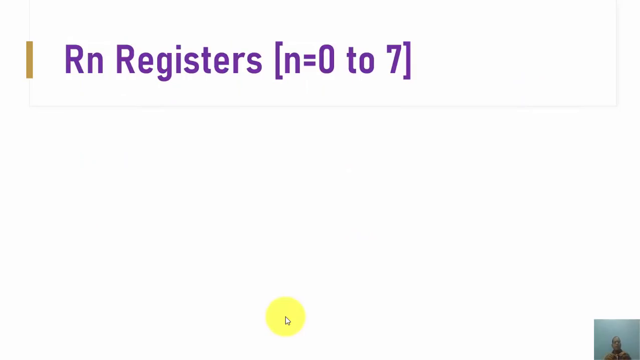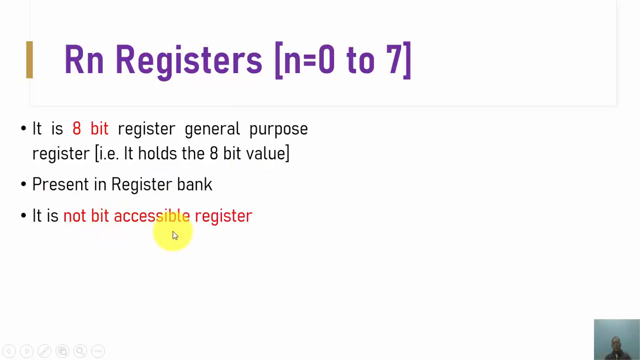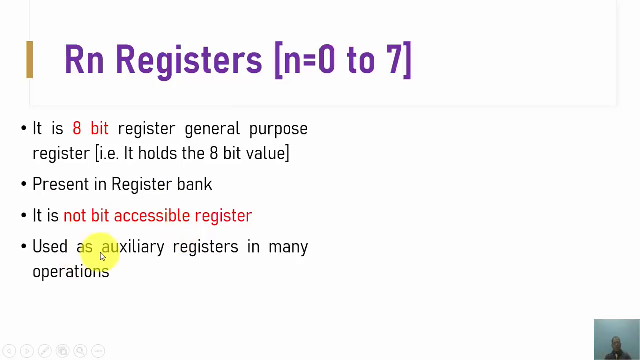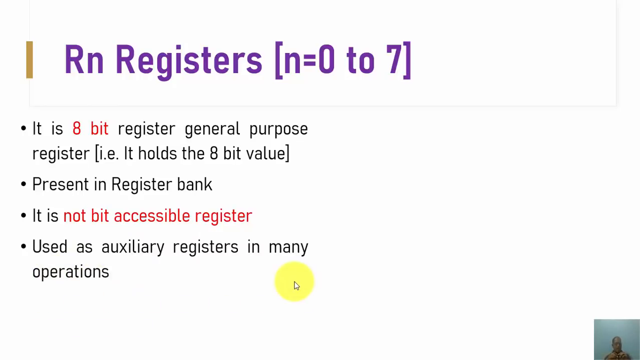Now the next, and the most important one, is the general purpose registers, say Rn, that is R0 to R7. These are 8-bit registers, generally termed general purpose registers, used to hold an 8-bit value. These are present in the register bank. These are also 8-bit registers and used as auxiliary registers in many operations. For example, if you want to perform the addition of two numbers, one number is in the accumulator and the second number may be present in any register from R0 to R7.